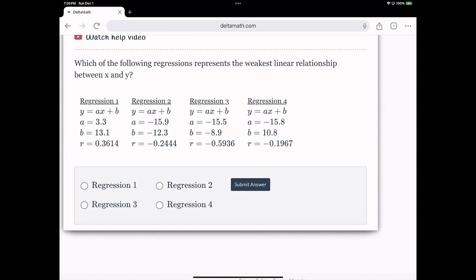So this question is saying, what is the weakest linear relation? Remember, the closer the number is to zero, the weaker the relation is. It doesn't matter if it's negative or positive. The closer the number is to zero, the weaker it is.